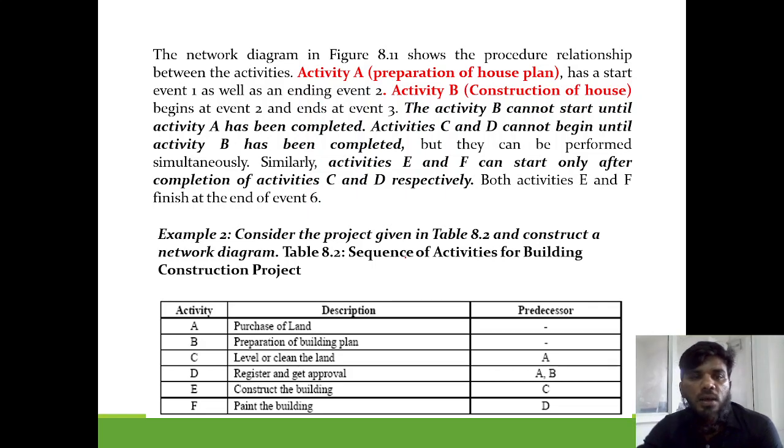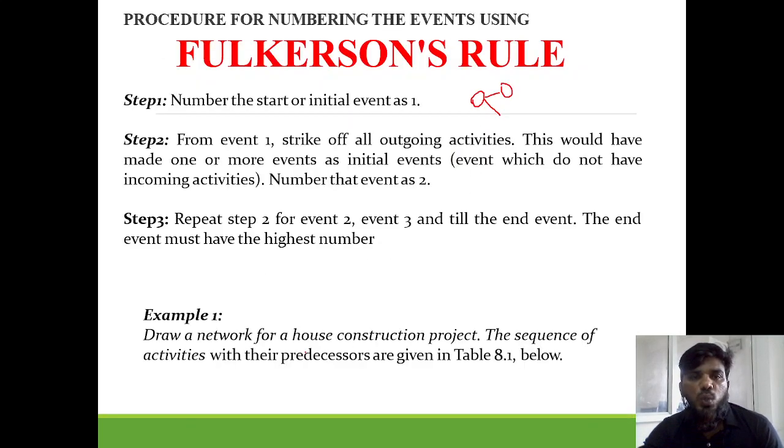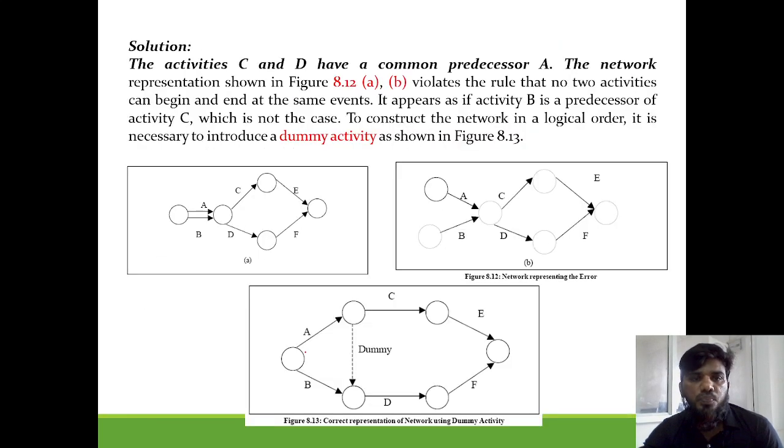Okay, this is example 2. How we are going to draw this, let us see. Here, instead of giving the time period, instead of giving start and end, they have just given the activities. Based on these activities, you can see that first they are purchasing the land, next is preparation of building. So they are having 2 activities here. Purchasing, next is this one.